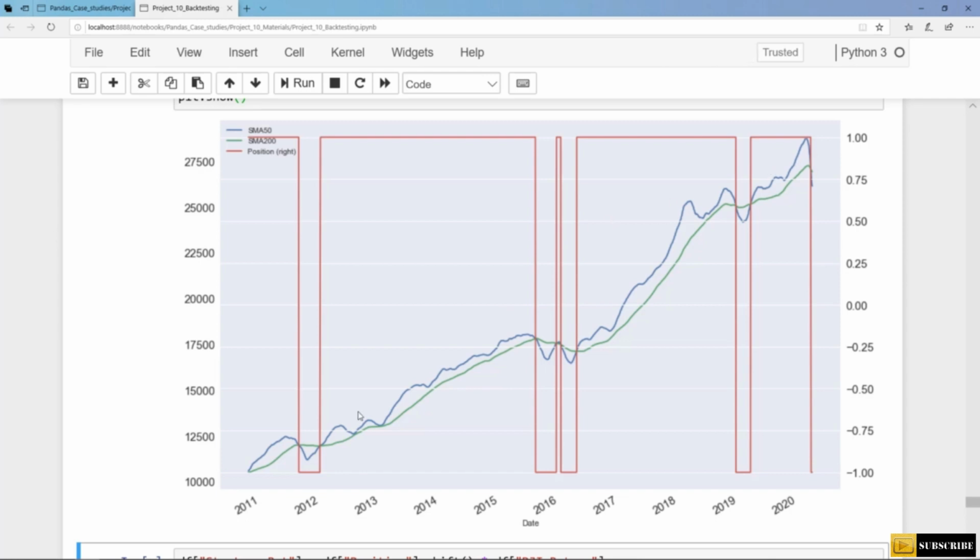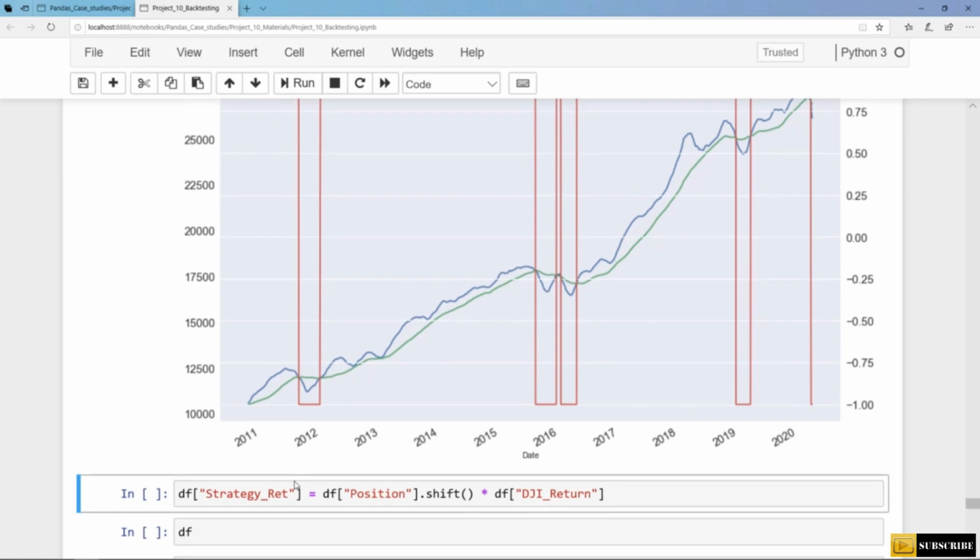And the position changes whenever both curves cross. So essentially, here we are starting with an SMA 50 that is greater than the SMA 200, and therefore the position is +1. Then the curves cross here, and 50 is lower than 200, and therefore we have the position -1, and so on. Next, let's also determine the daily returns of our strategy and the prices, and this is nothing new.